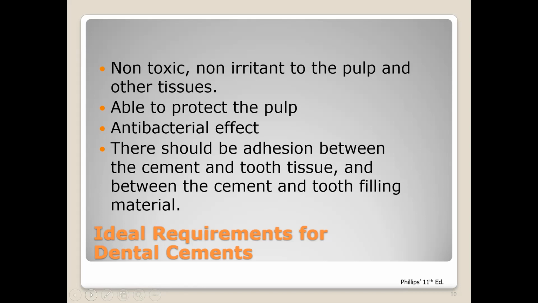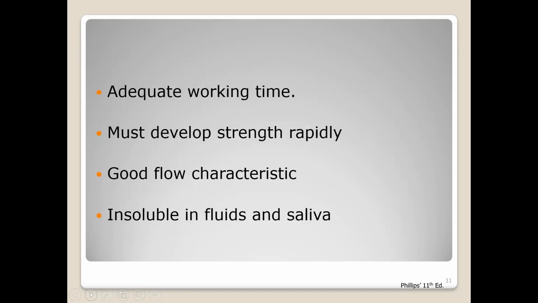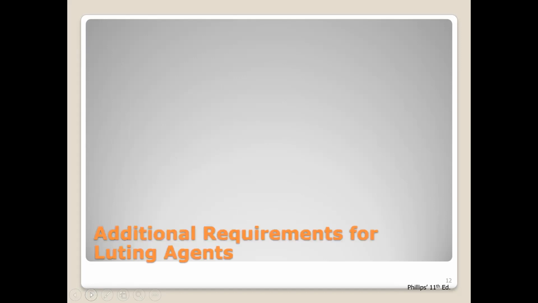The tooth has good strength, the restoration has good strength. But what is the weakest link? It is the junction between the cement and the restorative material. Then it should fulfill additional requirements like an adequate working time. It must develop strength rapidly, have good flow characteristics so that there are no voids and it adapts to the cavity walls. And it should be insoluble in fluids and saliva.